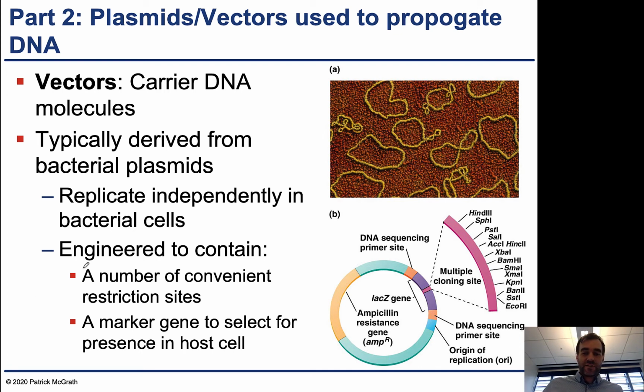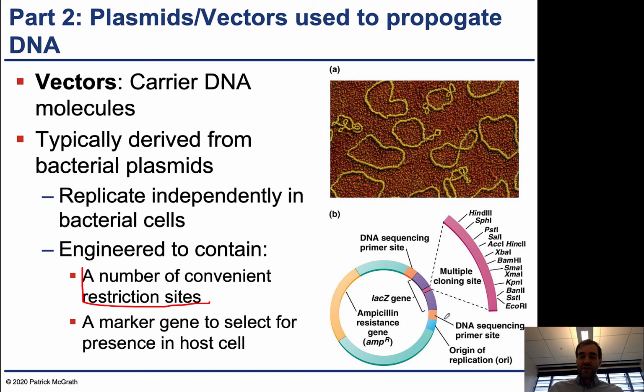So what are the things that we might add? One of the things we might add are restriction sites. Typically they'll have multiple cloning sites. This might be about 100 base pairs long, but this small piece of DNA has all sorts of different recognition sites for different restriction enzymes. HindIII we saw before, SphI, PstI, these are all different restriction enzyme sites that will be recognized and cut. So we can cut this DNA at all sorts of different places.